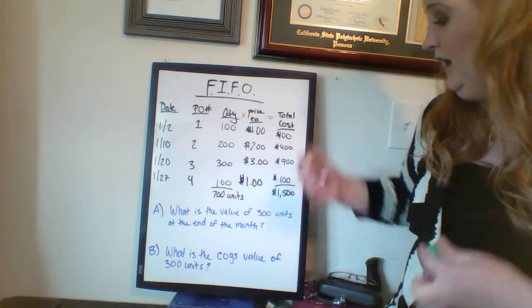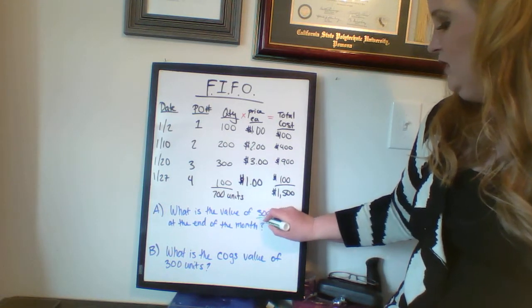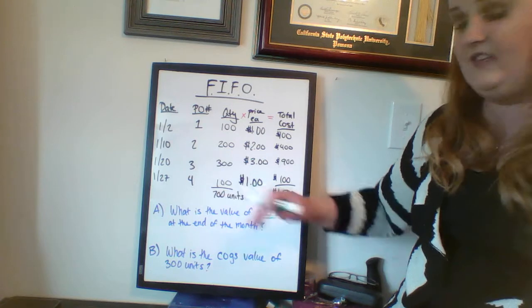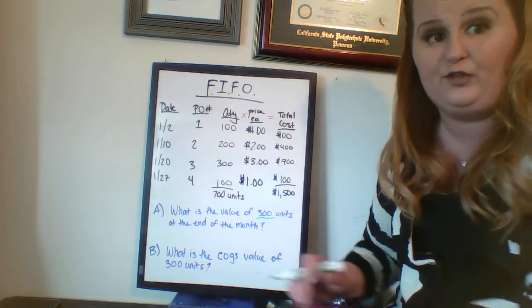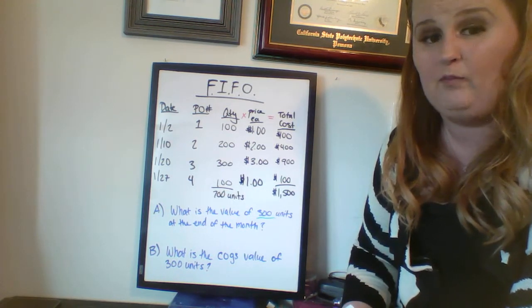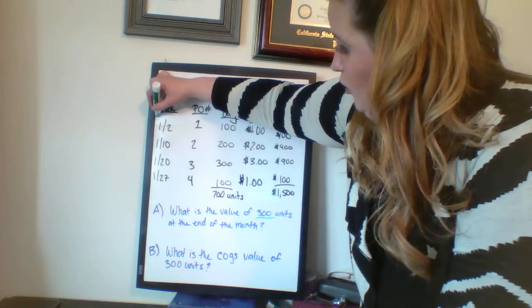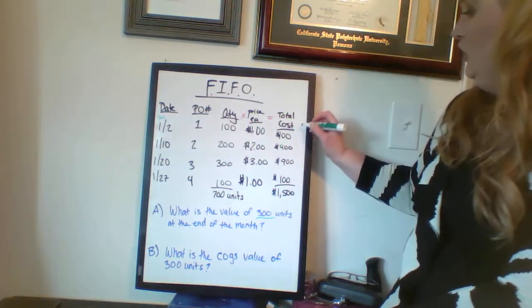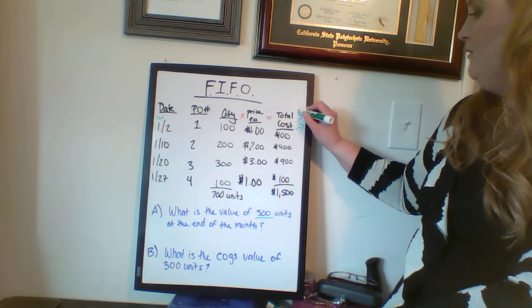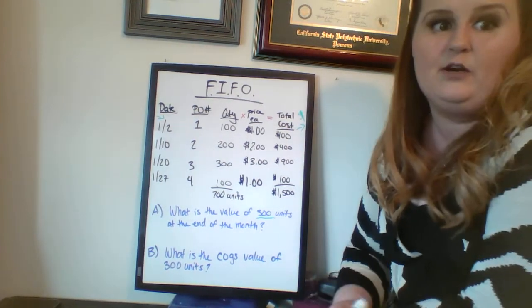So we know that at the end of the month, we sold through most of the 700 units. We were left with 300. Let's find out where it's going to go. So FIFO means first in, first out, which basically means the first PO that comes in is the first one that's going to be sold, right? To make moolah. So here we go.